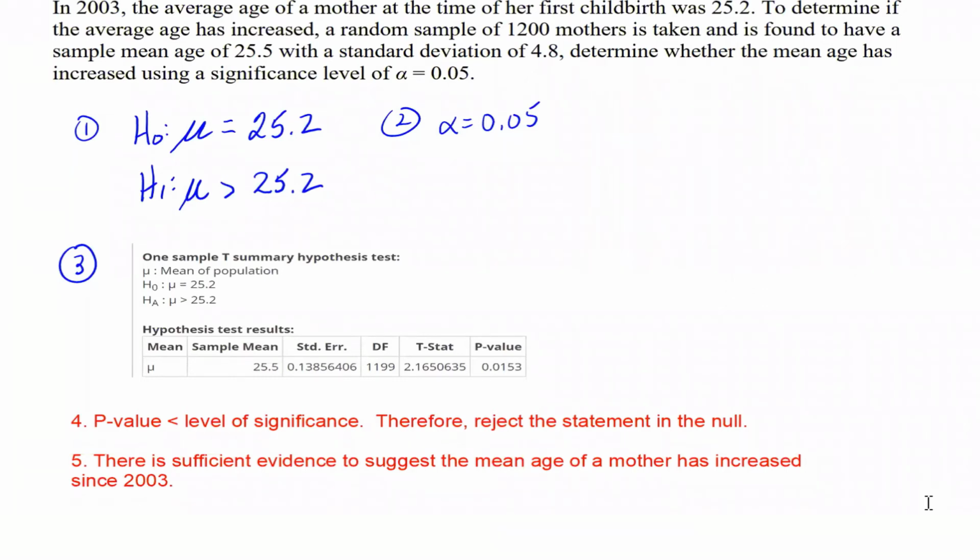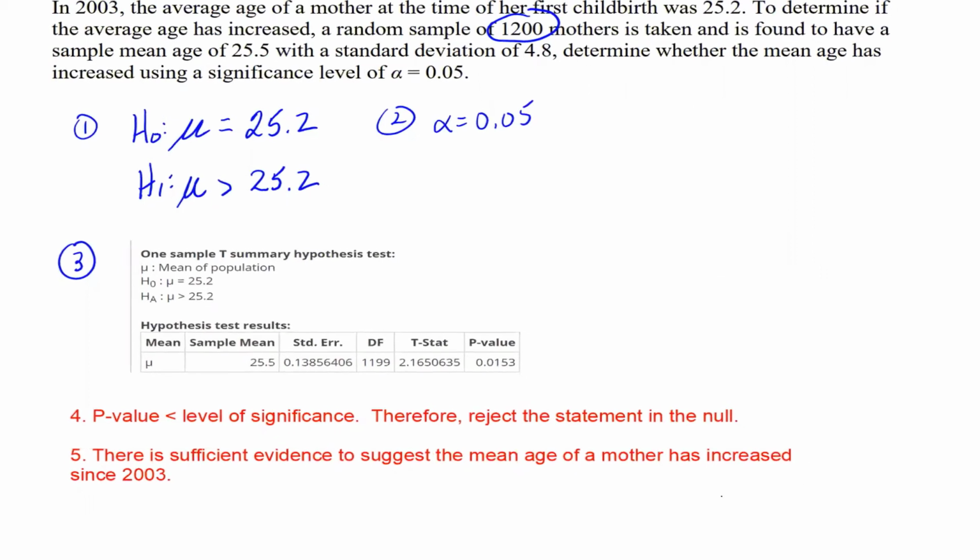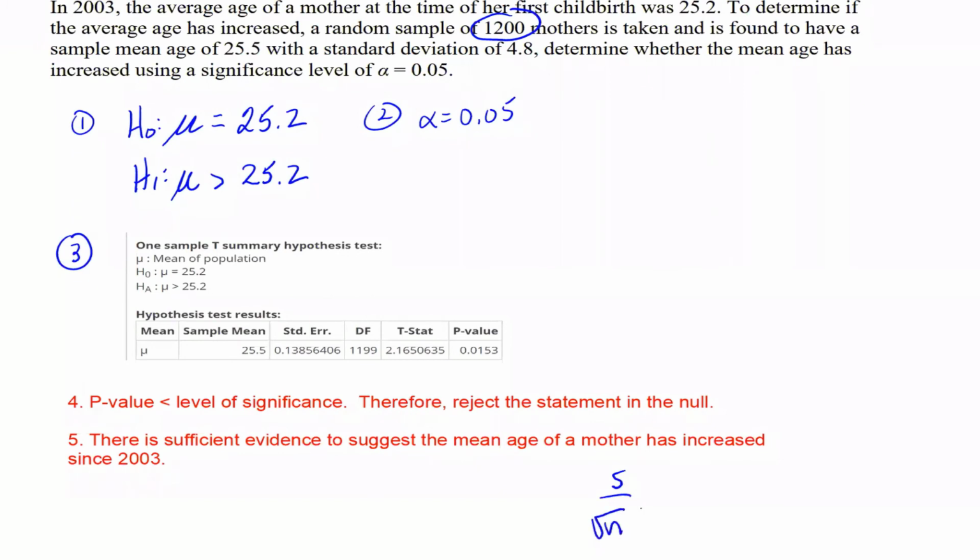Second thing, why were we able to reject the null hypothesis? Or in other words, why were these results statistically significant even though they had no practical significance? That came from the fact that our sample size is massive, 1,200. With a sample size of 1,200, your standard error for this particular problem, remember standard error is S over the square root of N, so our standard error is 4.8 over the square root of 1,200.